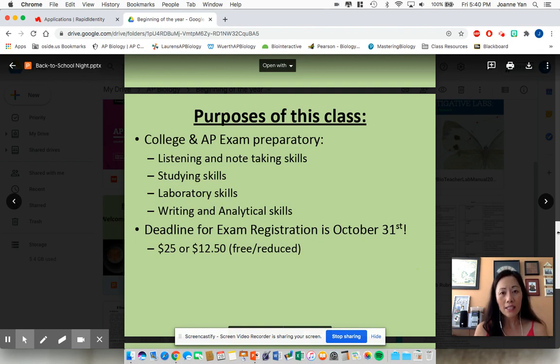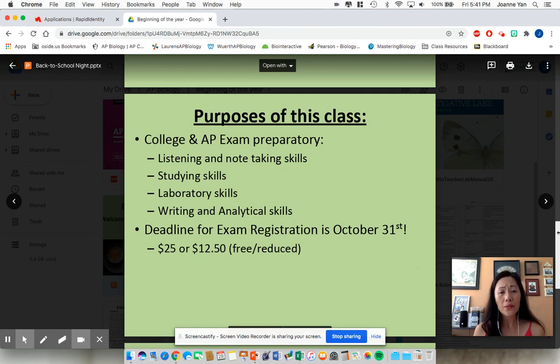The second skill that we work on is studying skills. So how do you study for an exam where it's not only rote memory, but you have to be able to apply your knowledge to a different scenario? And so we talk about how we study for that.